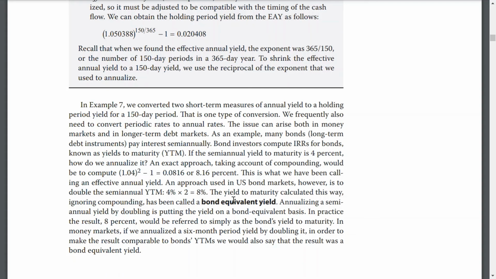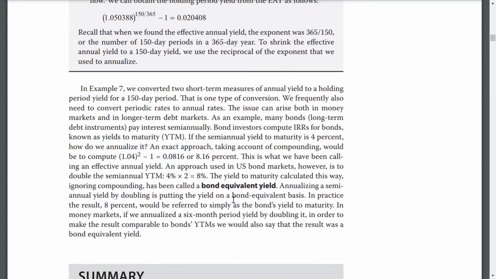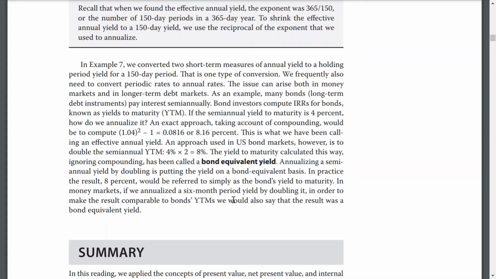As an example, many bonds, long-term debt instruments, pay interest semi-annually. Bond investors compare IRR for bonds, known as yield to maturity, or the YTM. If the semi-annual yield to maturity is 4%, how do we annualize it? An exact approach taking account of compounding would be to compute 1.04 to the power of 2 subtracted by 1, which equals 0.08016, or 8.16%. This is what we have been calling the effective annual yield.